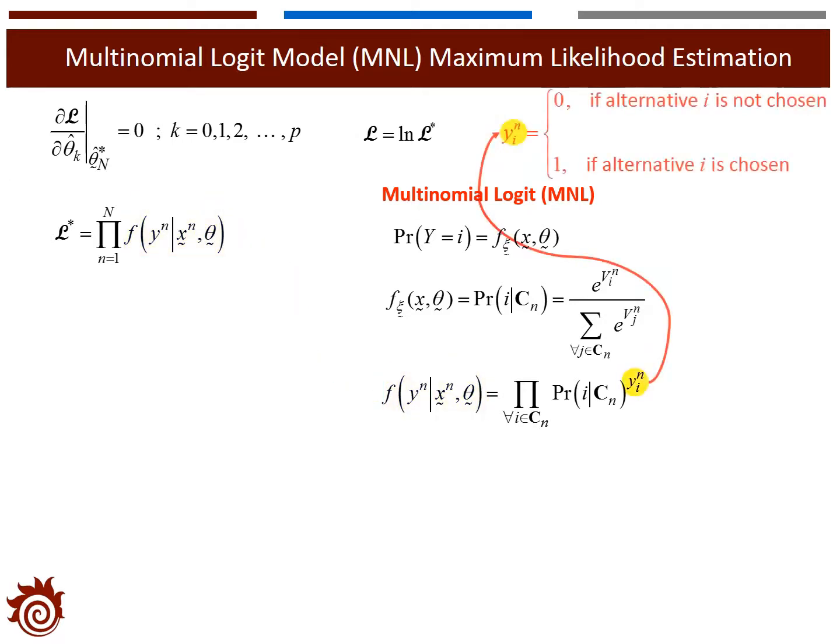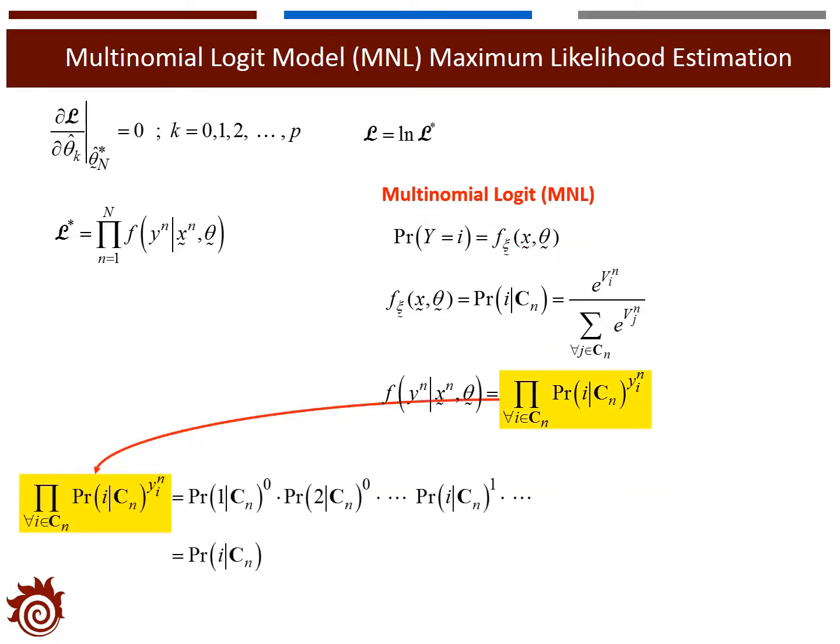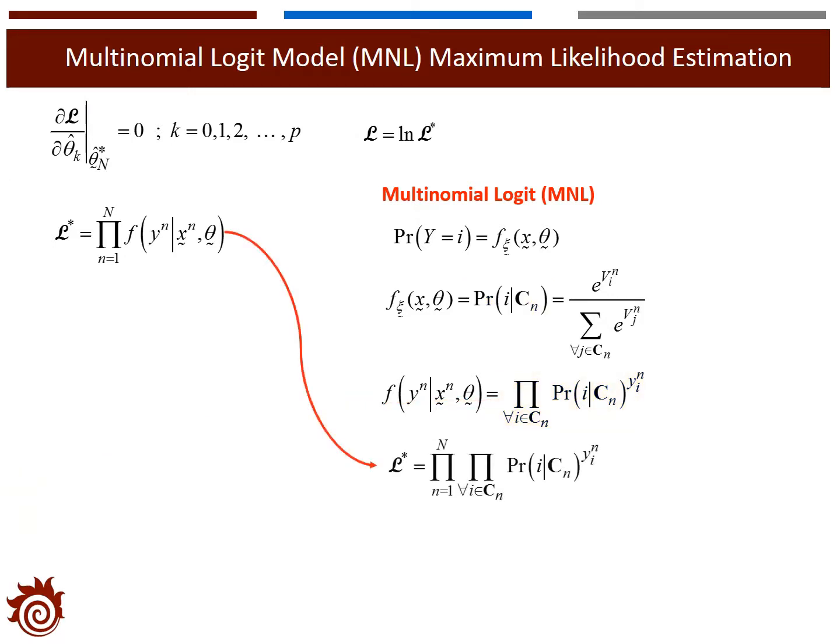As we know, for the selection of each individual, if the mode i is chosen, then the value is 1. If it's not, then it's 0. And for this whole formula, we can expand it as the equation here, and that would be the same as the probability of i given C_n. And then we can further expand the likelihood function in this formula, and this would be applied for the MNL model.